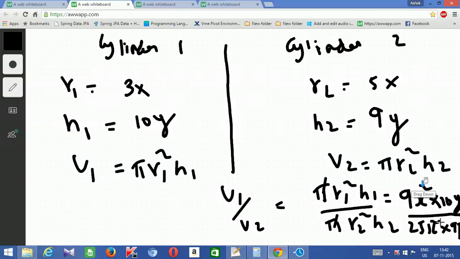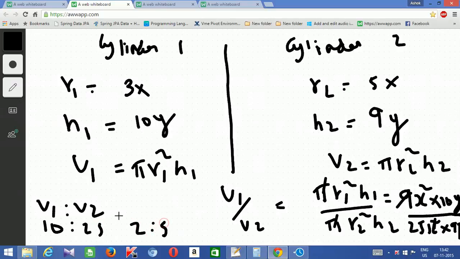The y and x square will get cancelled. So if you have 9 into 10 divided by 25 into 9, 9 will also get cancelled. You will end up with 10 divided by 25, right? So v1 is to v2 is 10 is to 25, which is 2:5. That will be the volume ratio, the answer. I will repeat again.